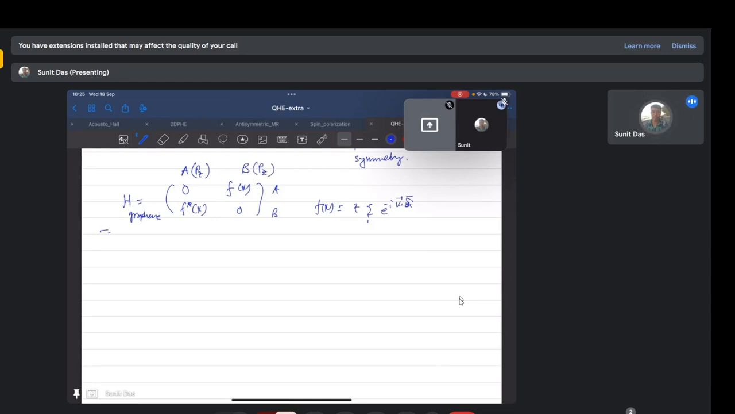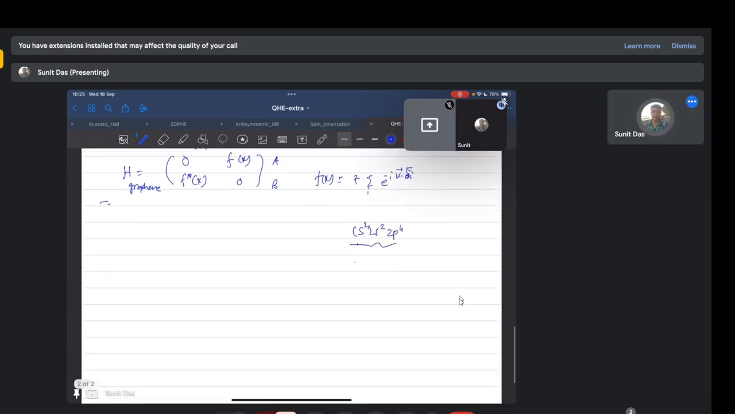This is also a pz orbital, because remember that we had 1s2, 2s2, 2p2, and after hybridization, 1s2 remains 1s2, but the 2s orbital and the px and py orbitals hybridize to form 2sp2, and then the 2pz. This is kind of a lone pair; it remains as it is.